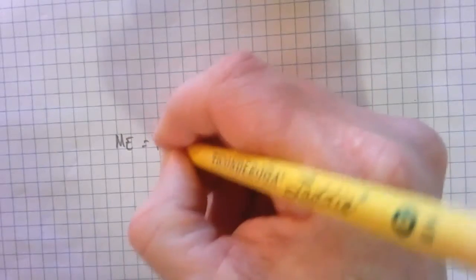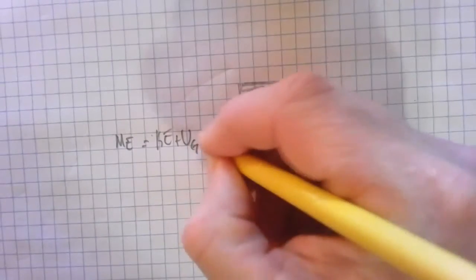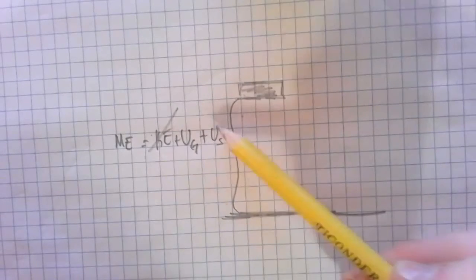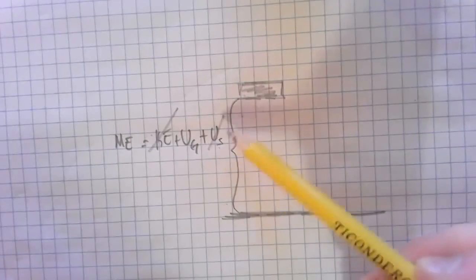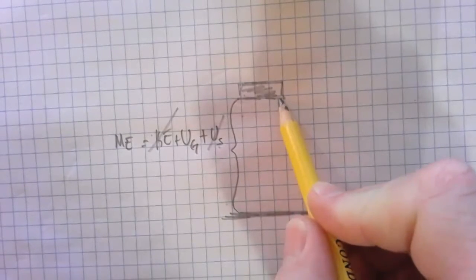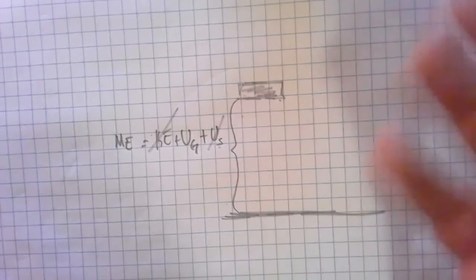is the sum of an object's kinetic energy, gravitational potential energy, and spring potential energy. But of course, no kinetic because it's not moving initially, and no spring involved at all. So really what it has is gravitational potential energy. Alright, so fine, no big deal.